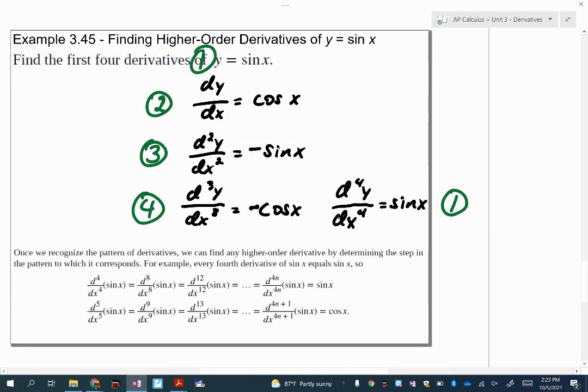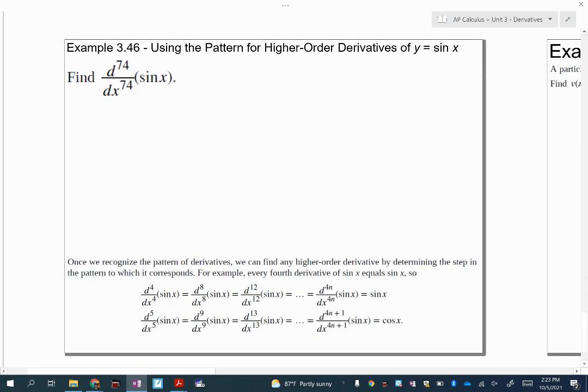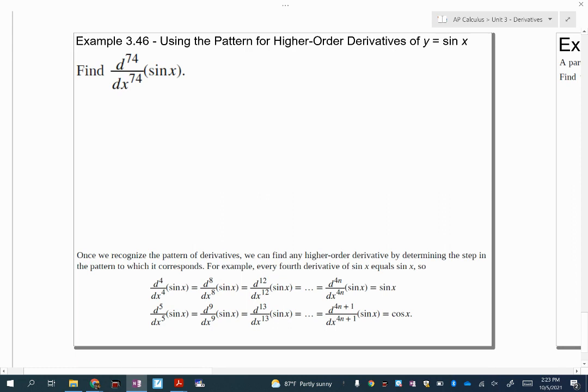All right, so it says to find the 74th derivative of the sine of x. Again, it's not really obviously something you would ever worry about in life, but we'll show you how to do it. So first thing I notice is if I divide 74 by 4, it's not a whole number. I get 18.5. So then I'm like, all right, what's the value below 74 that's divisible by 4? And 72 is divisible by 4.